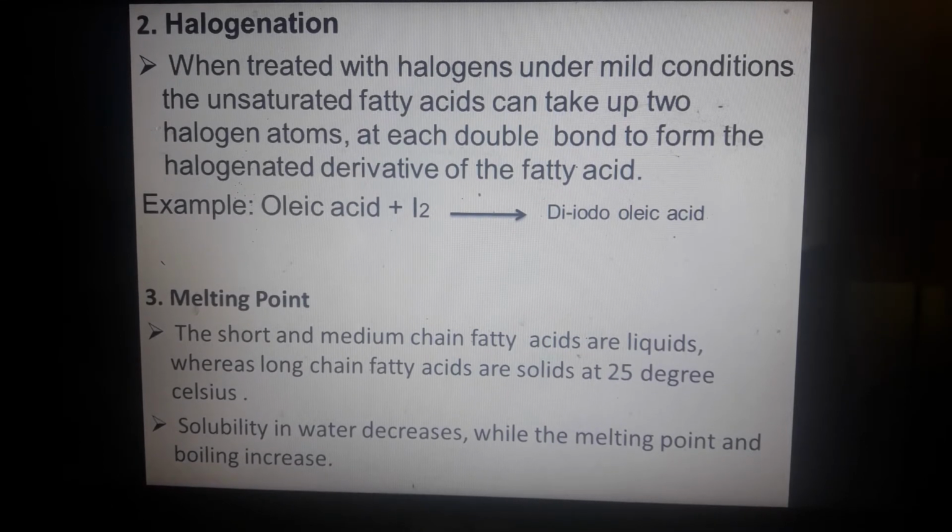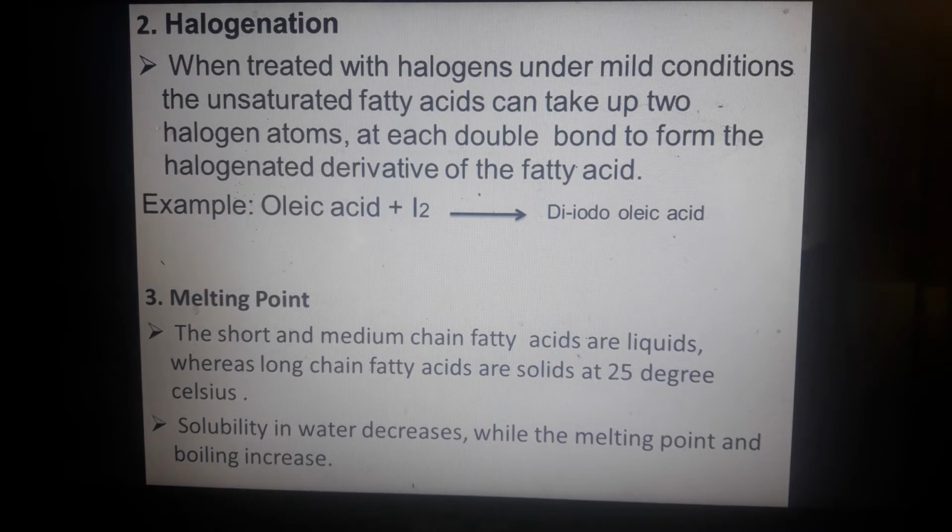Next, for melting point, the short and medium chain fatty acids are liquids usually, whereas long chain fatty acids are solids at 25 degrees Celsius. Ano yung mga long chain? So we have the stearic, example, we have the linoleic. Okay, yung mga small chain, ito yung liquid form. Okay, na capric. Okay, ito yung mga corn oil, for example, di ba? Okay, or the acetic acid.